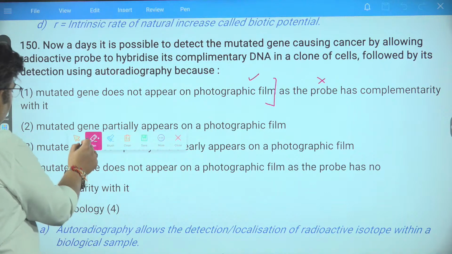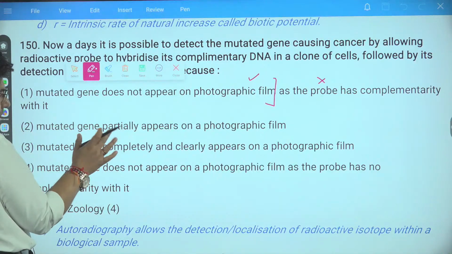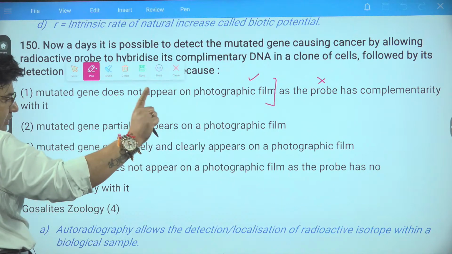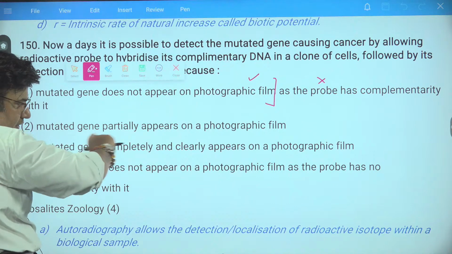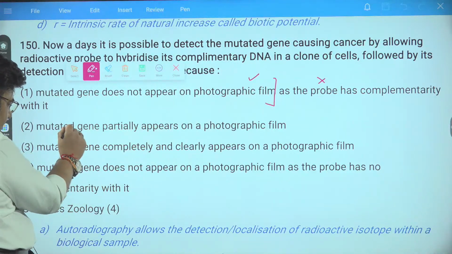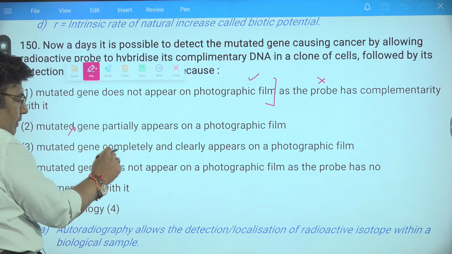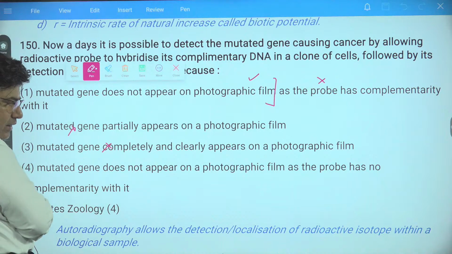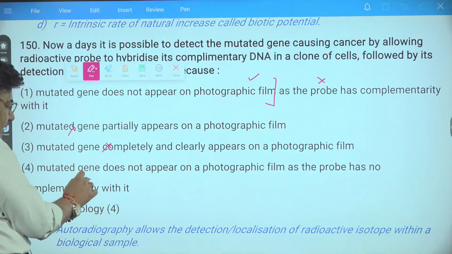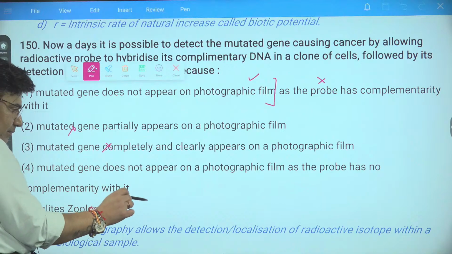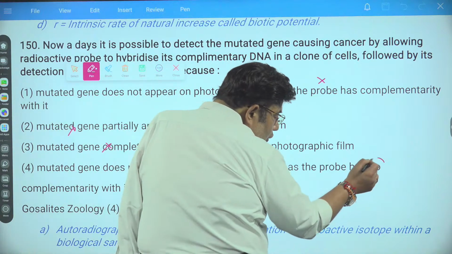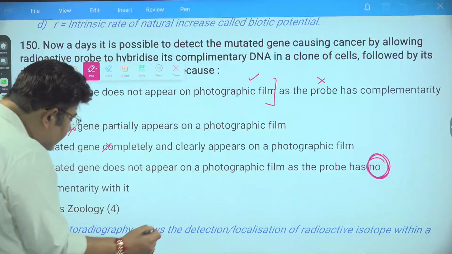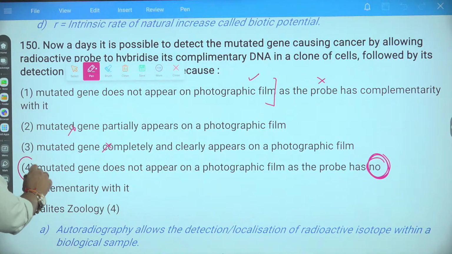Option number 2, mutated gene partially present. No, partially it won't be present, because if even a single nucleotide is different, the whole strand will not hybridize. This is wrong. Mutated gene completely and clearly appears. No, we all know that if there are mutations, there is darkness. Okay. Mutated gene does not appear on the photographic film as the probe has no complementarity. Yes, correct. So option number 4 is correct here.